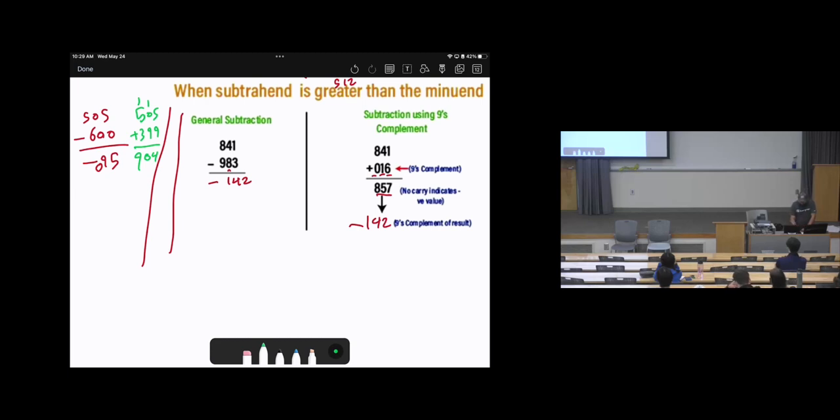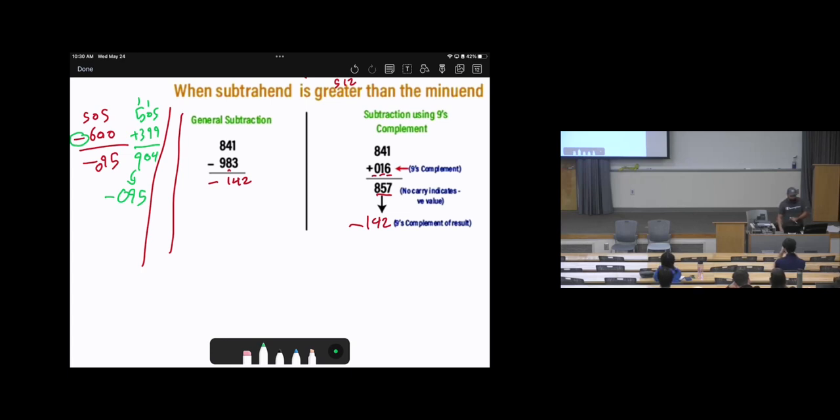Now, we know that the answer must be negative. So we need to find the complements. To find the complements, 9 minus 4, 5. 9 minus 0, 9. 9 minus 9, 0. Put a negative sign. Is this the same? Yes. Then that's it. Any questions?